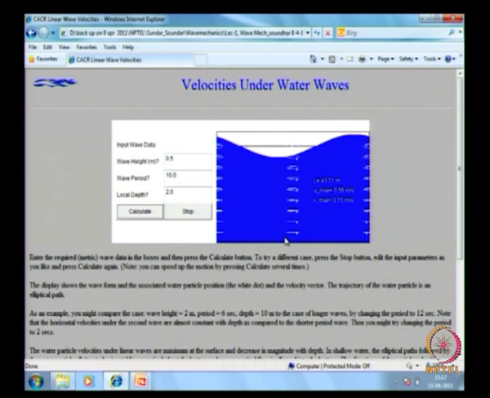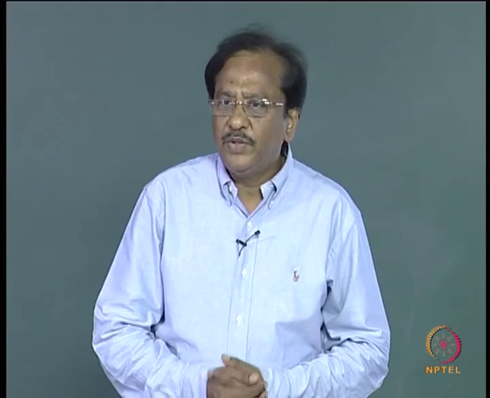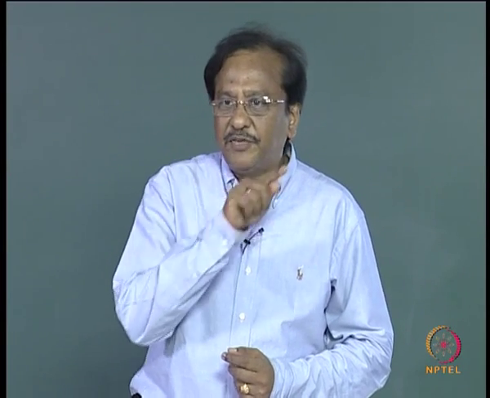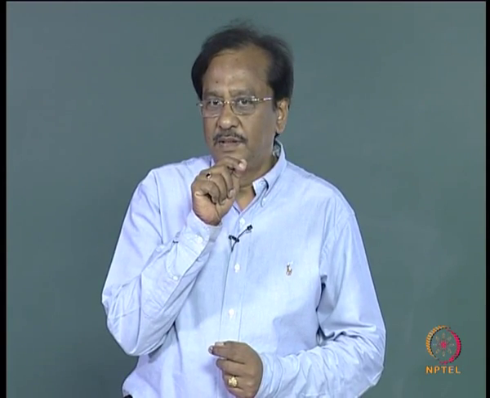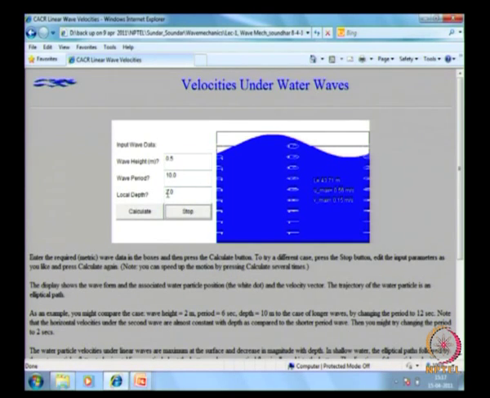Now one more interesting thing we can observe now. What did we see in deep waters? In deep waters we assumed 100 meters water depth, we saw that the orbits were only near the free surface and after a certain distance it reduced. Now let us try this example. Let us assume that the water depth is 4000 meters.